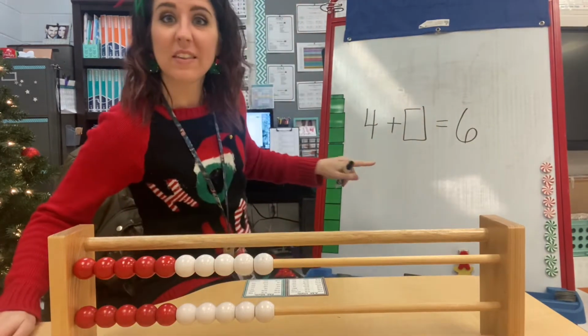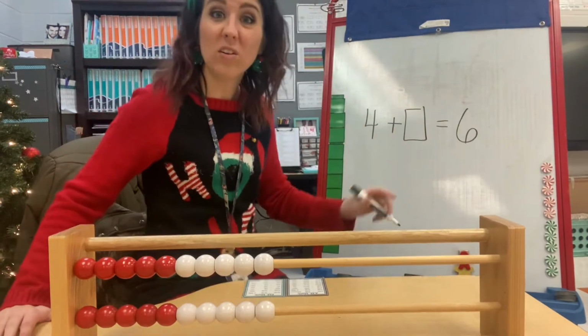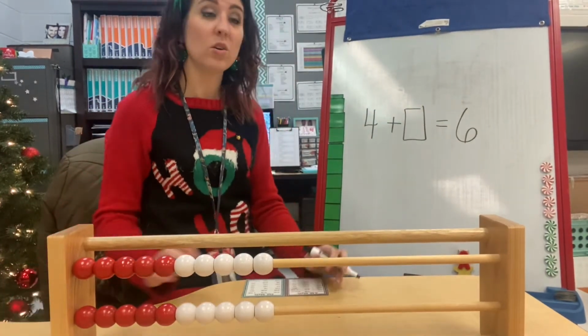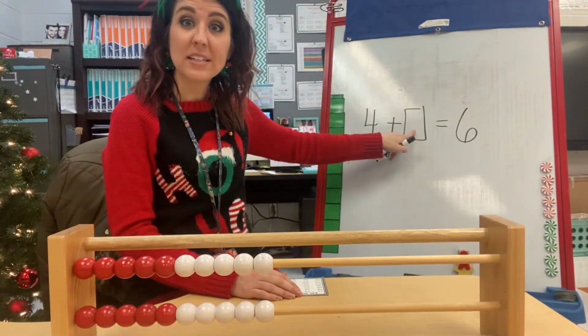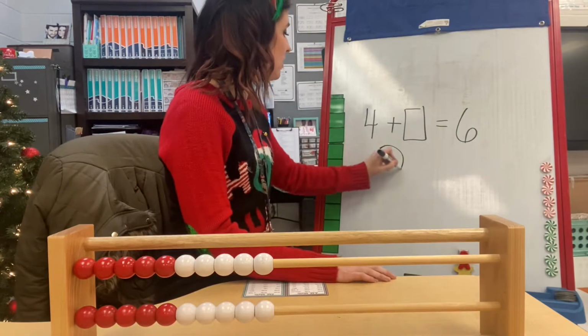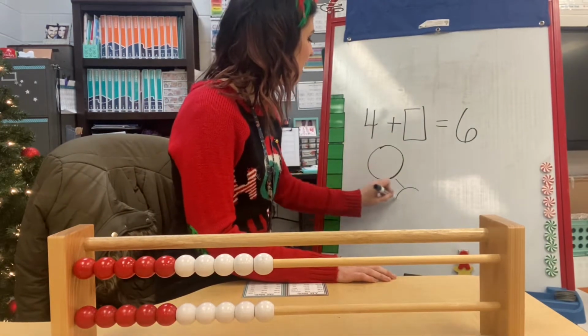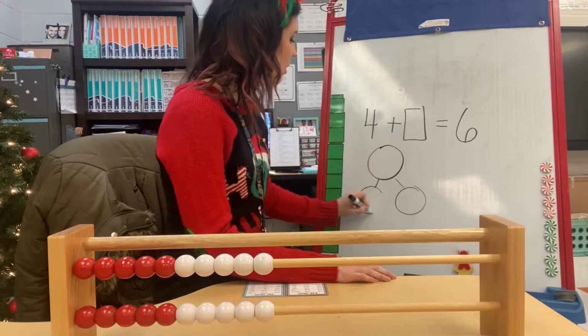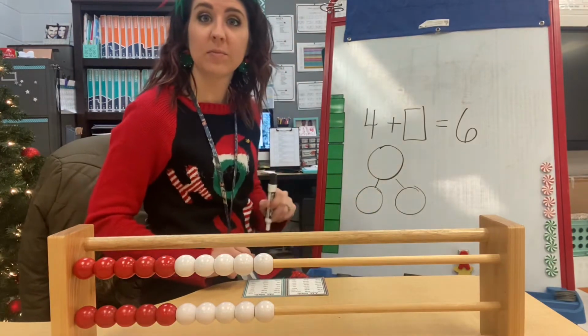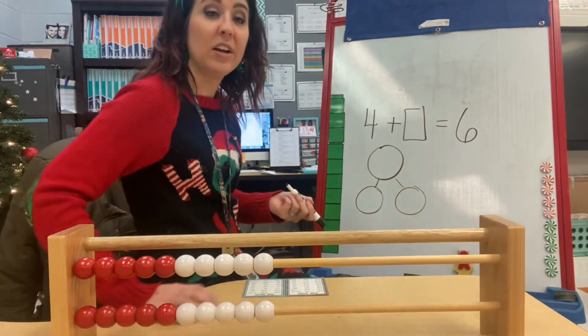So notice that our box is in the middle of the equation now. So we need to find this number instead. So let's use this tool to help us figure out exactly what it is we are looking for. You guys remember what this thing is? A number bond. Very good.